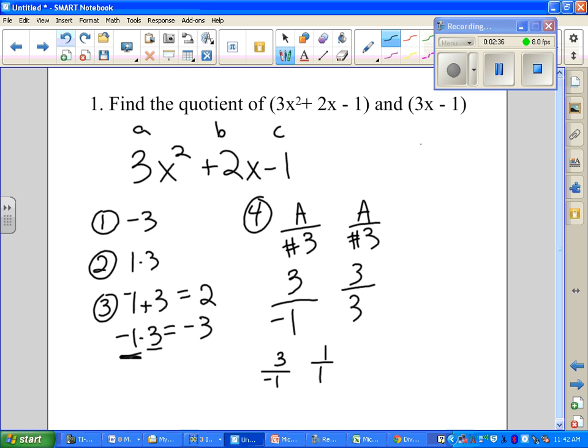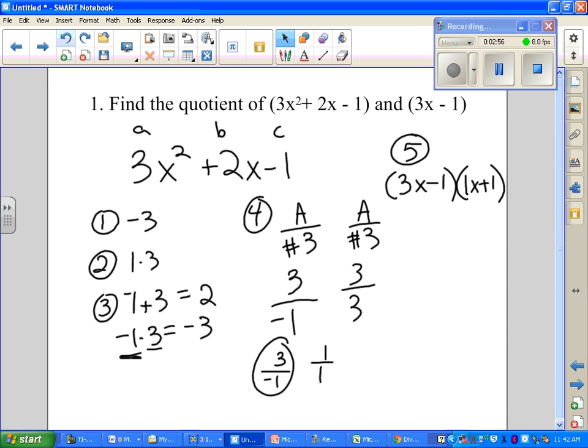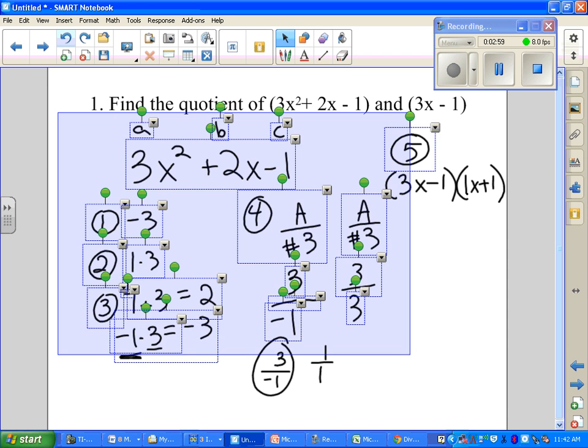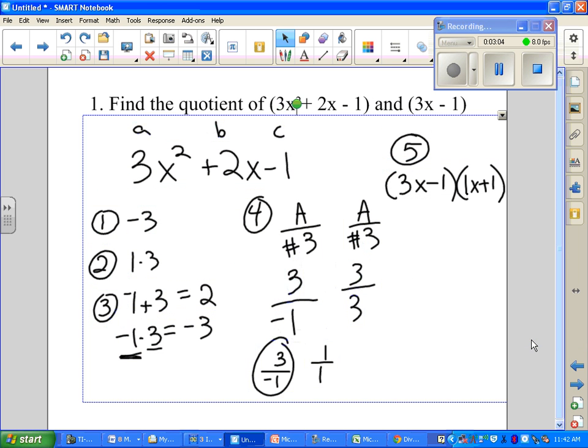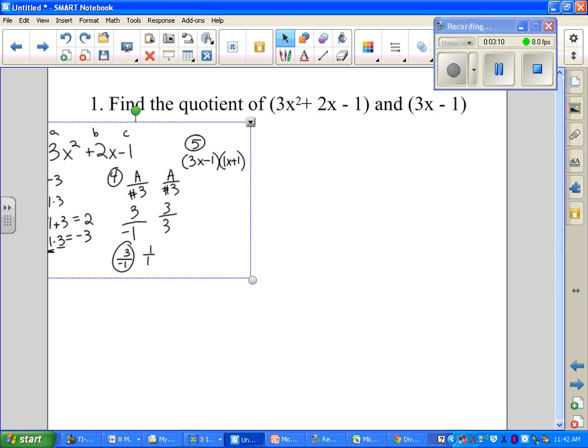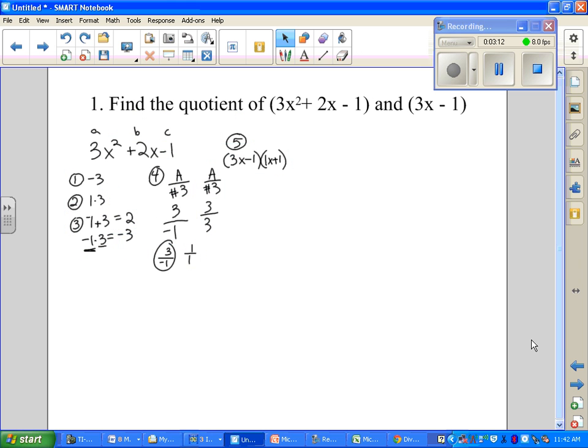Step 5, running out of space here, I haven't even divided yet, is write it down as two binomials, so it's 3x minus 1, which is what I get from here, and then 1x plus 1. So I've taken care of factoring. Now I have to divide, so let me shrink all this up, put it together before I divide. Almost done. There's my answer.